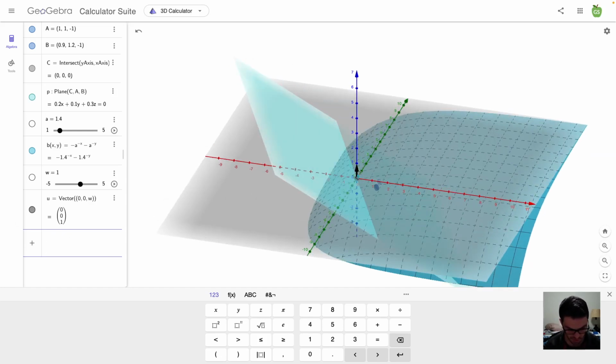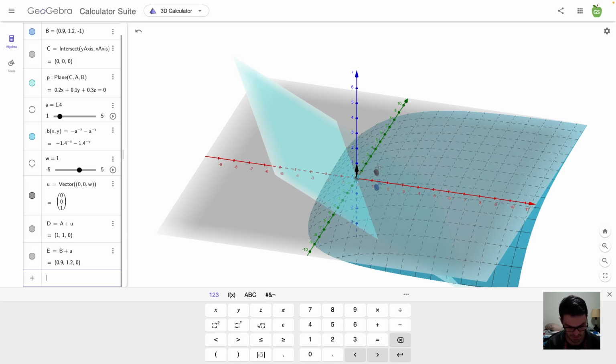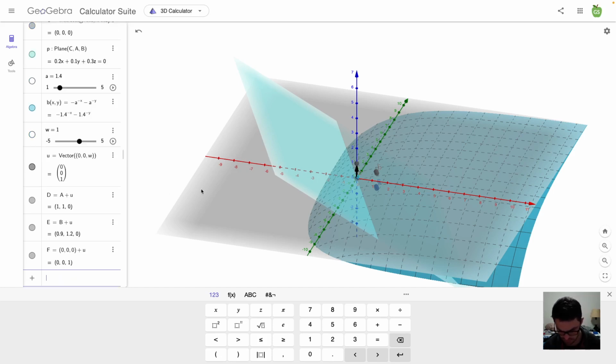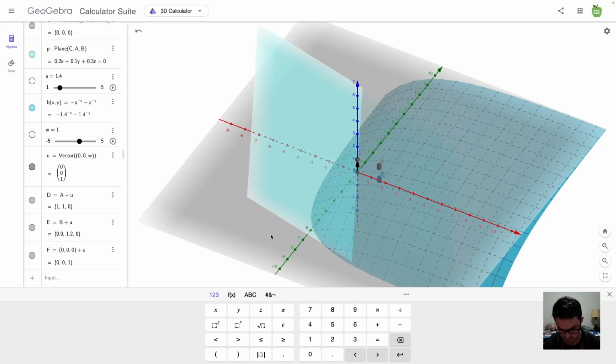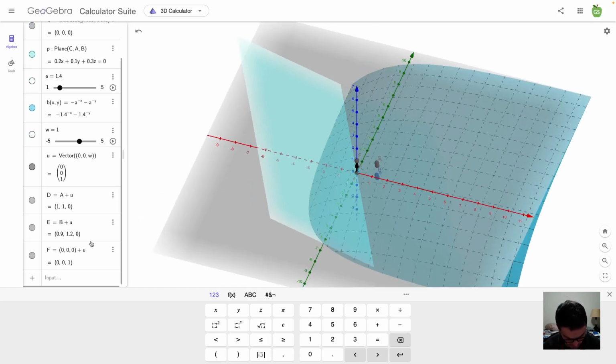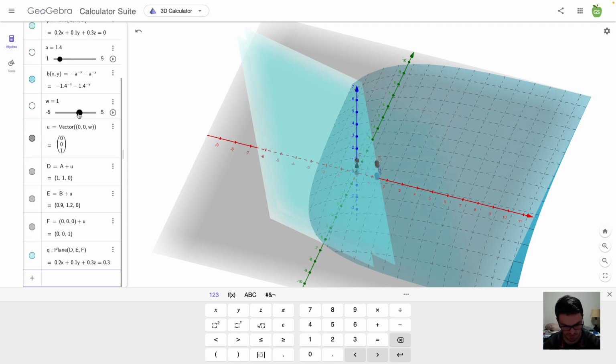Okay, so what am I going to do now? I'm going to shift these points by this vector, okay? So I'm going to do A plus U, and then B plus U, and then 0, 0, 0 plus U, okay? And now I'm going to make a new plane through those. What was it? It was DEF, so plane DEF. Okay, we got ourselves a new plane.